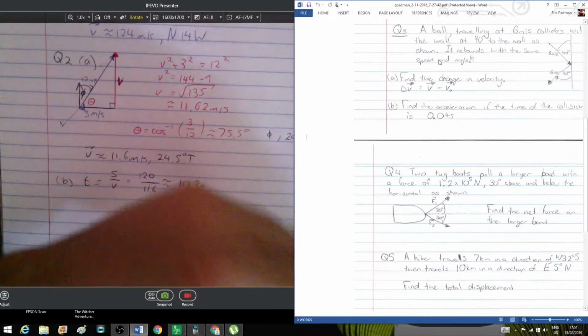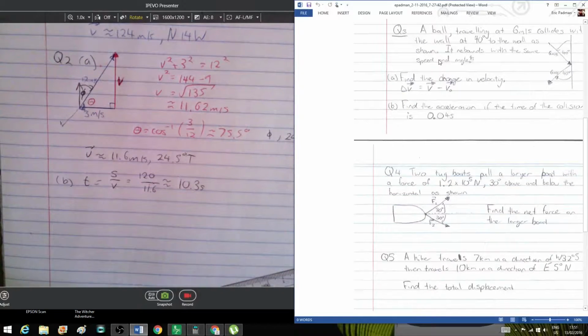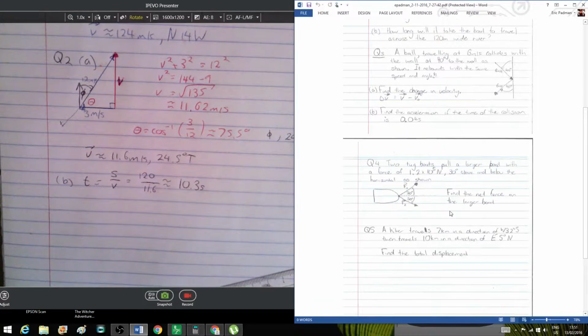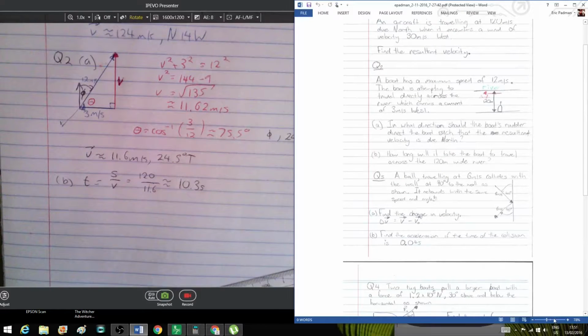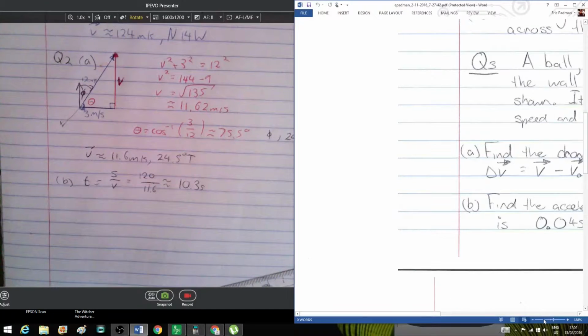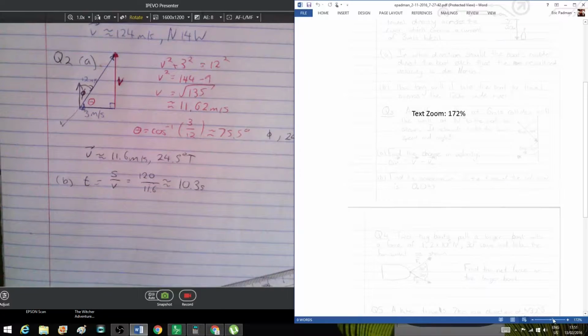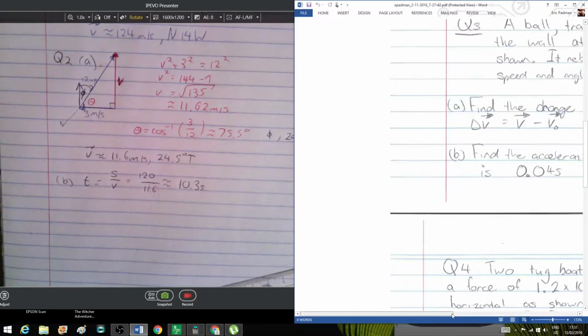Okay, so question 3. A ball traveling at 6 meters per second collides with the wall. A bit of that's cut off. Pardon me. No, didn't want that. Trying to get the perfect zoom.